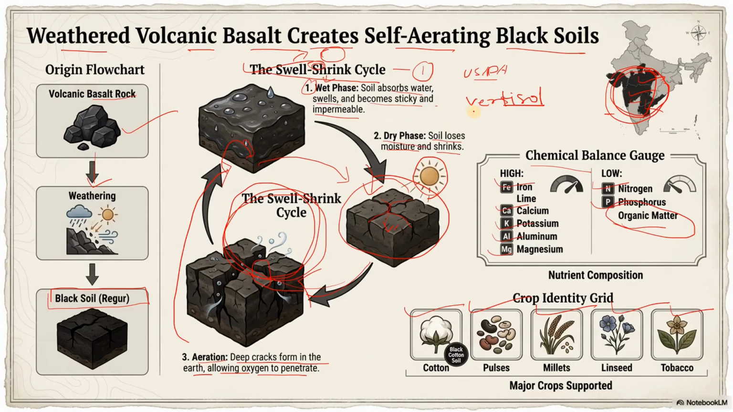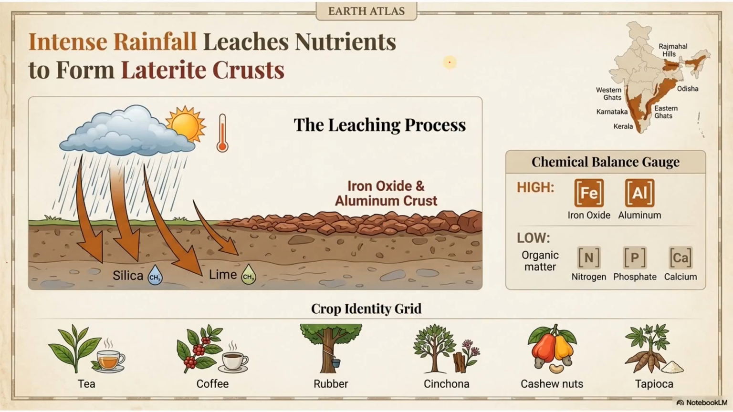Okay, the main meaning of verti comes from the word clay. Vert means clay. So these are basically the purest form of clays. Okay, let's jump to the next topic.